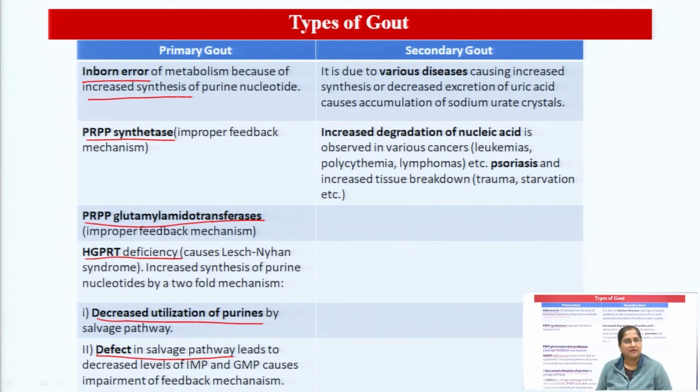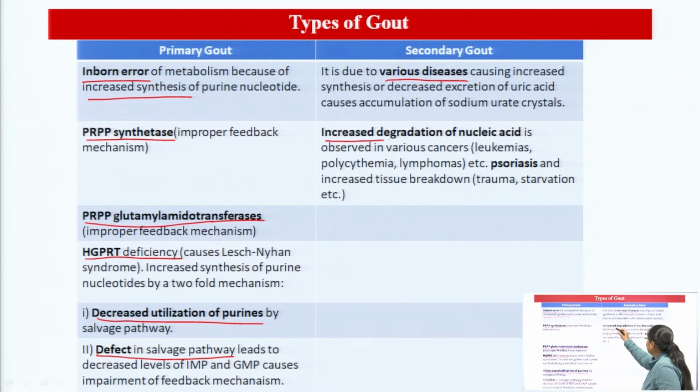What about the secondary gout? The secondary gout is all due to our habits, and due to the diseases which are associated with gout and uric acid production, like various diseases. What diseases are we talking about here? That is increased synthesis and decreased excretion of uric acid. Any disease which causes increased synthesis and decreased excretion of uric acid can give you gout, secondary gout.